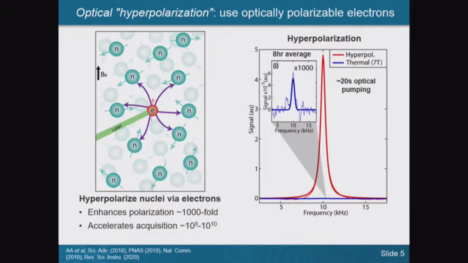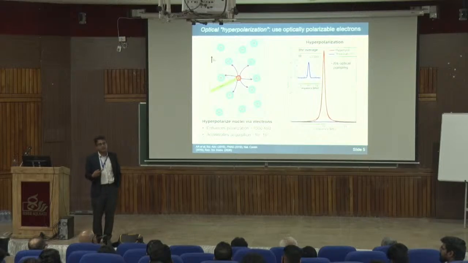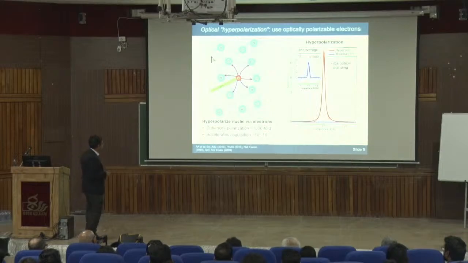Just shine a laser on the sample, and suddenly these nuclear spins, which have very long lifetimes and very long coherence times, as I'll describe, become accessible to you because you can measure them very efficiently. And that's kind of what I'm going to tell you about.